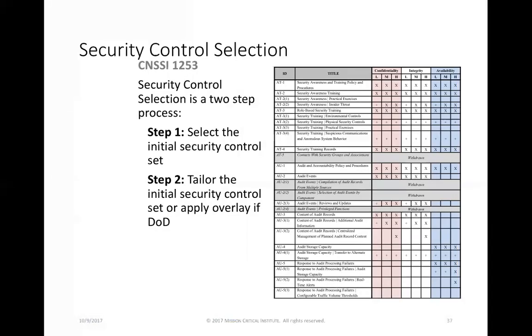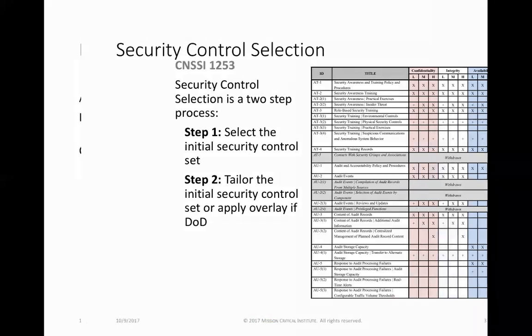Step 2.2, security control selection. There are 2 steps in this, and now we're going to select all the security controls for our system. First, you select the initial security control set, and then you tailor the initial security control set or apply an overlay, which I'll talk about in a second if it's a DoD system.